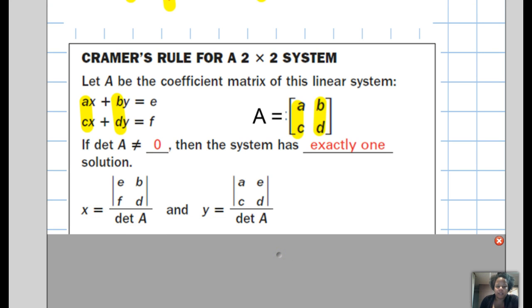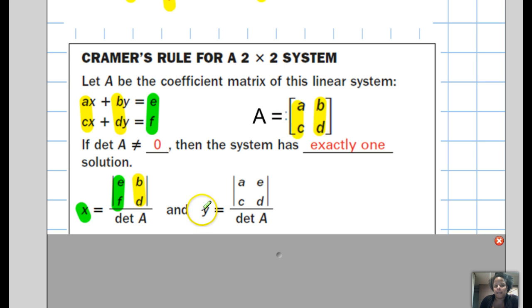Well, to find the value for x, we're going to take the determinant of two matrices: the determinant of the original matrix A, which is going to be in the denominator, and the determinant of a modified matrix. The modified matrix has the same y column, B and D, but it's going to have a different x column since we're trying to find x. That x column is going to be made up of the right-hand side in our linear system, our E and F. And that's how we use that to find x.